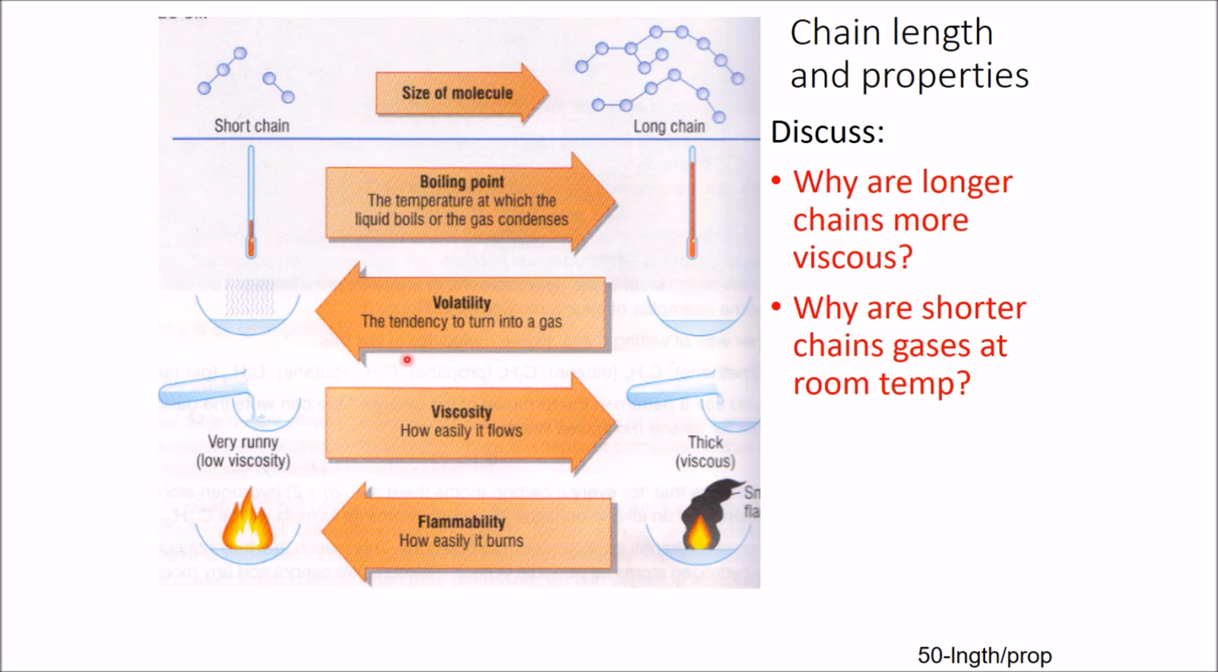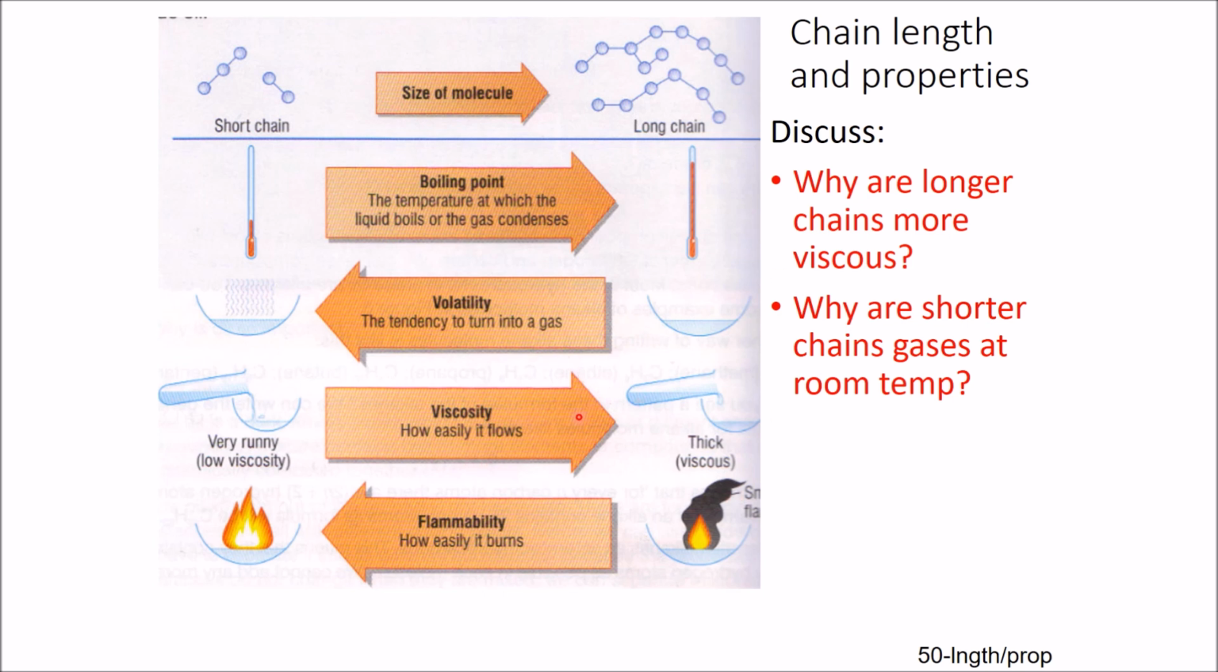So then we have volatility, so the tendency to turn into a gas. Our short chains are much more likely to turn into a gas than our longer chains. Viscosity is how easily it flows. So short chains, think of them like water. They flow really easily, okay? While our long chains, think of them like honey, for example. Honey is a very, very viscous material, so it doesn't flow very easily. It's that gluggy kind of material. So our long chains are far more like honey.